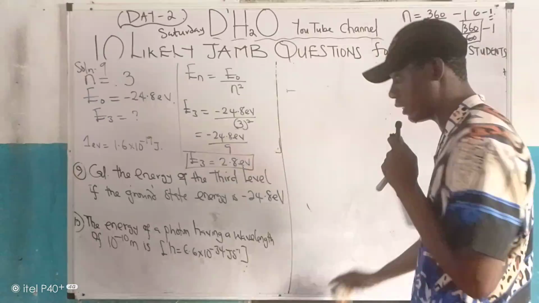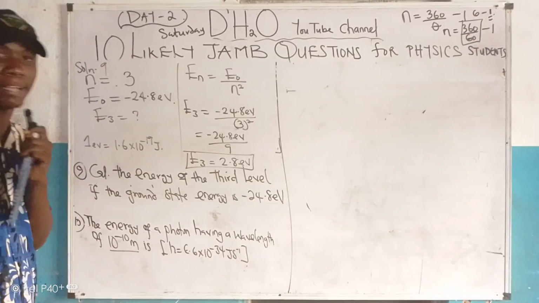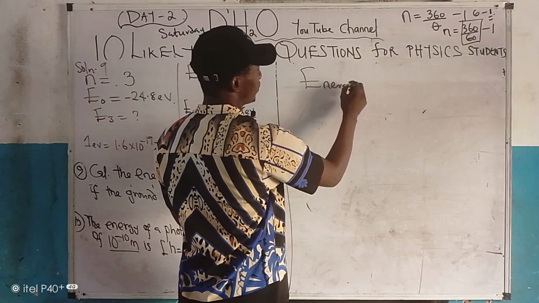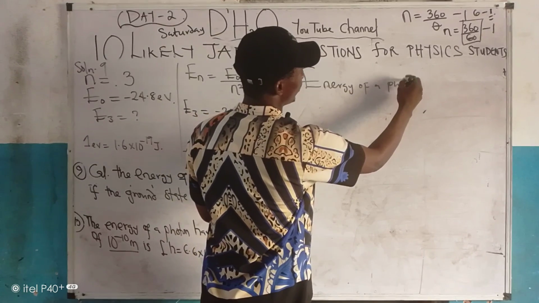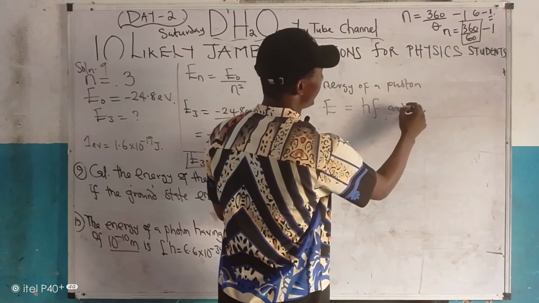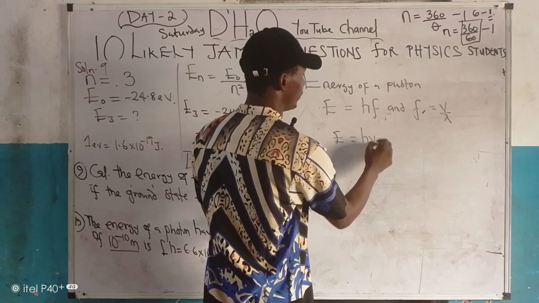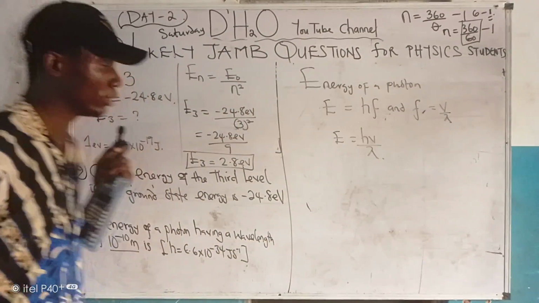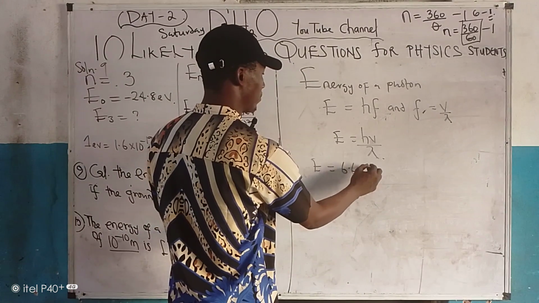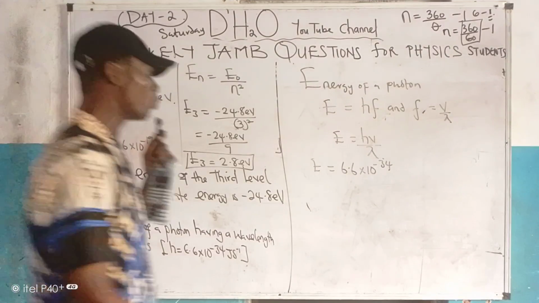The last question says: what is the energy of a photon having a wavelength of 10 raised to the power of minus 10 meter? Energy is equal to hf, and remember that f is equal to v over lambda. Therefore, energy will be hv over lambda. So if I'm looking for the energy, I will do 6.6 times 10 raised to the power minus 34.